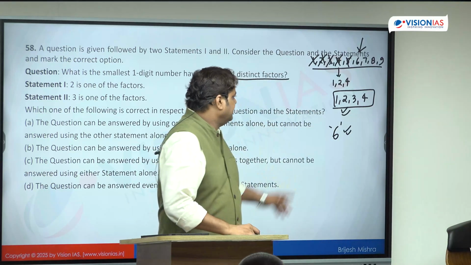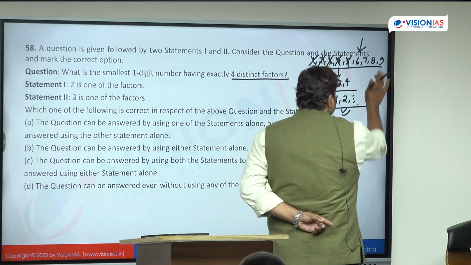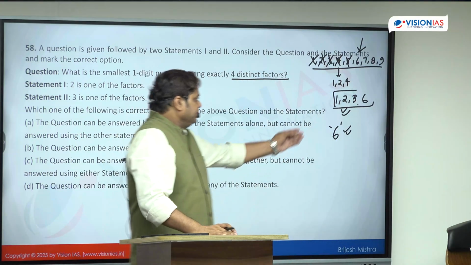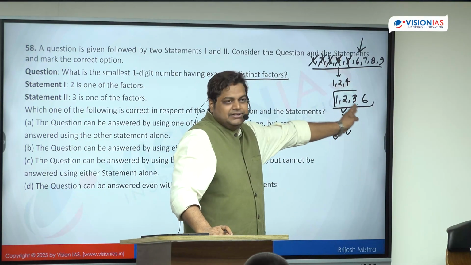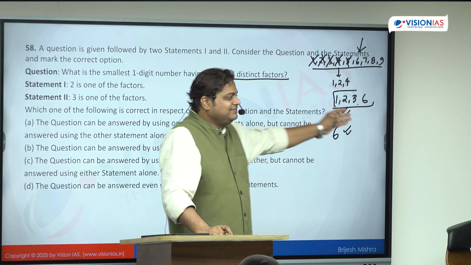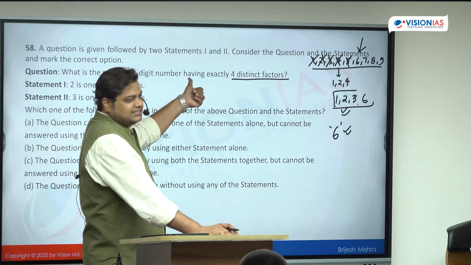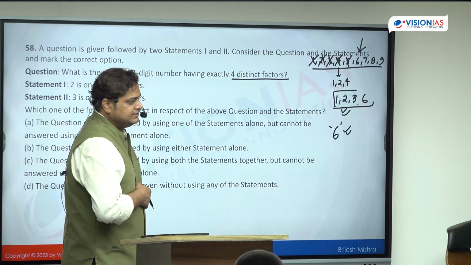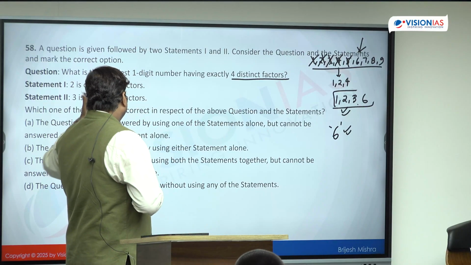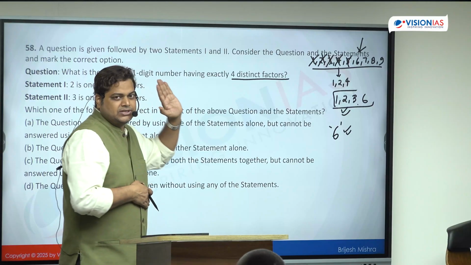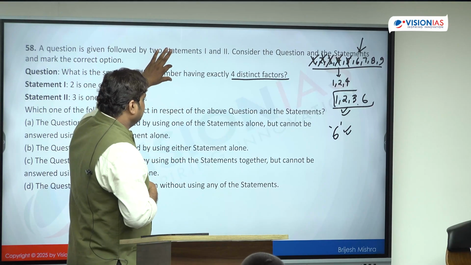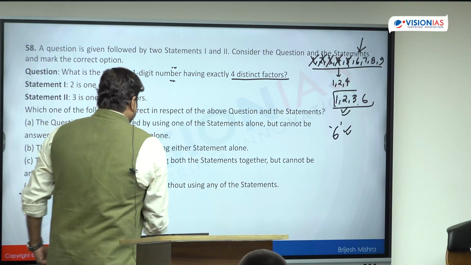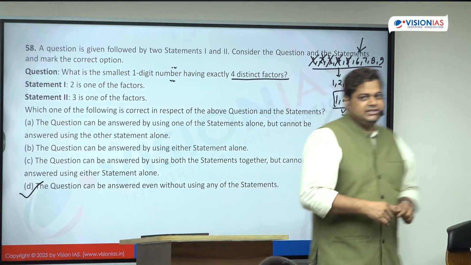है ना? हाँ सॉरी, 6 होगा यहाँ पे, हमने 4 लिखा है. 1, 2, 3, 6. Correct. Very good. So 6 is having exactly 4 factors. So just by reading this question, we are getting the answer. We don't need any further information. 2 is one of the factors, 3 is one of the factors. It is not required. Just by this information, we are getting the answer. So the answer is: the question can be answered even without using any of the statements.